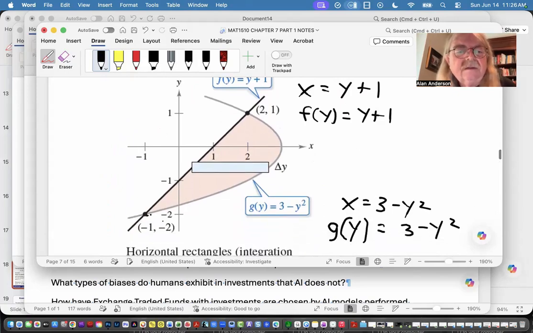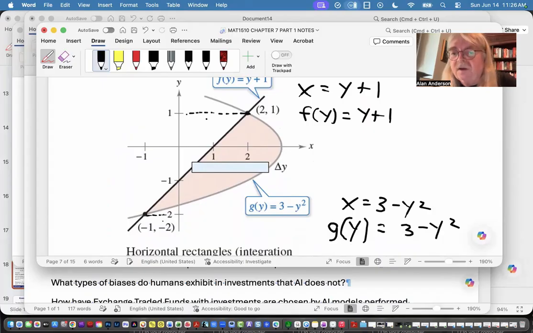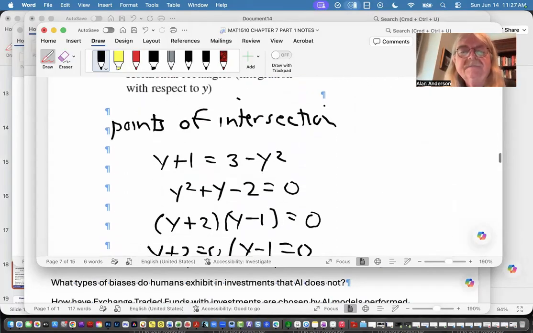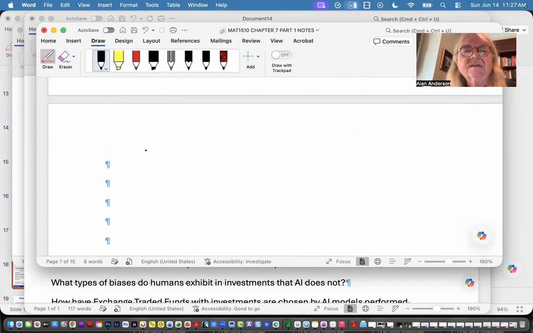So here, -2, but the actual point is -1, -2, which we can solve for if we plug in -2 into either of these two equations. And then this one is 1. But keep in mind that's the y coordinate. So here's what we're going to end up doing. Now, the g function is the one on the right. So we're going to do this.